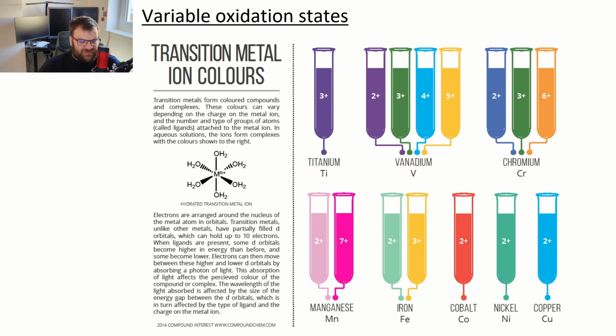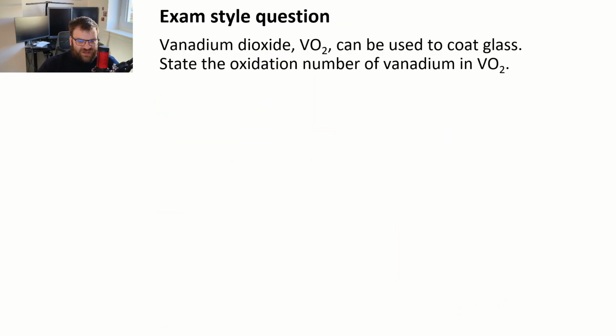You might have done an experiment where you take one of the transition metal complexes, you react it with something which changes the oxidation state, and you have a nice broad spectrum of colours as it transitions through each of the different states. Getting to an exam style question, you may be asked to work out what the oxidation number is of a particular metal in a particular compound or complex.